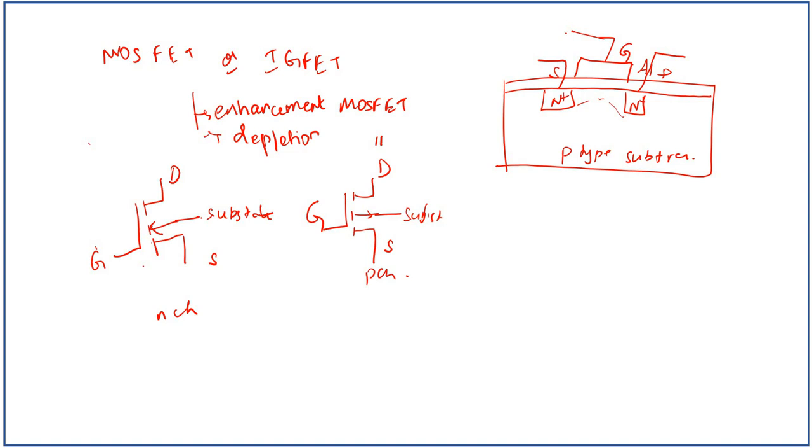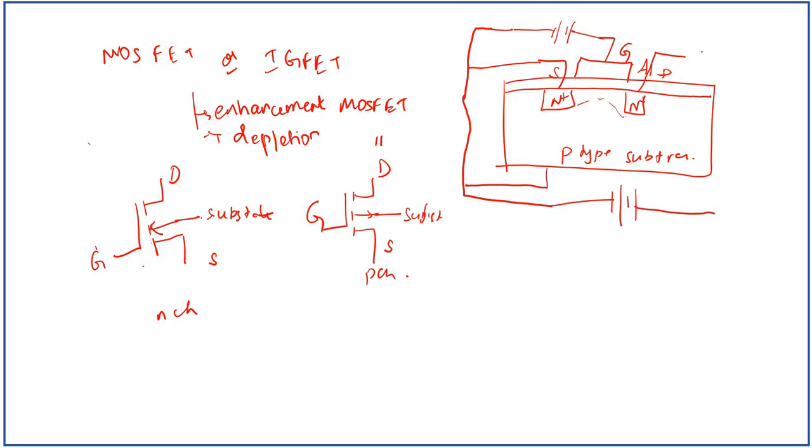The connection is like, for enhancement MOSFET, the gate is connected to the positive of the voltage, the source is connected to this point, and the substrate connection here, and the drain voltage is connected to the drain, VDD. Since this is the gate voltage, it is called VGG. So the gate voltage is connected to the positive aluminum layer. Here we have a thin SiO2 layer.